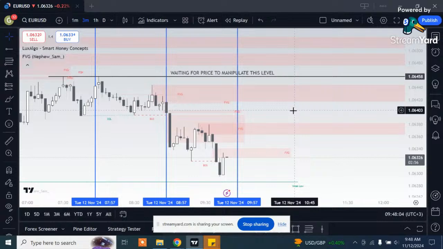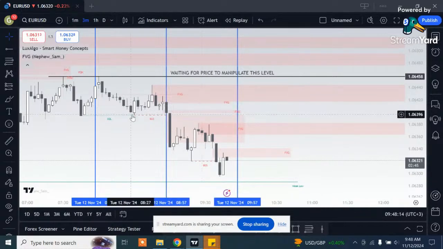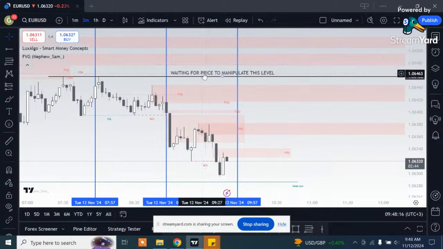So I'm just waiting for price to manipulate that level. Once price gets to that level, then I look out for an inversion fair value gap. So we can see this was the previous hour. If price comes, takes that out, then what I wait for is an inversion fair value gap to form. If it doesn't, then I still sit tight and wait. So basically, that's what real trading is.